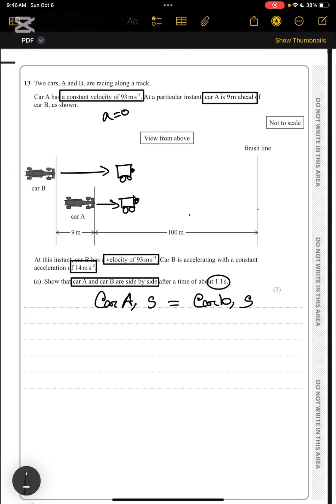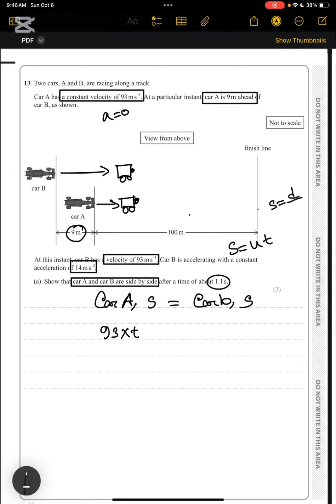Here car A was already 9 meter ahead of car B. The 9 meter is added to car A's equation. We can write the displacement of car A as, we know it has an initial velocity of 93, so we can say 93 into time. The formula of displacement is ut, right?